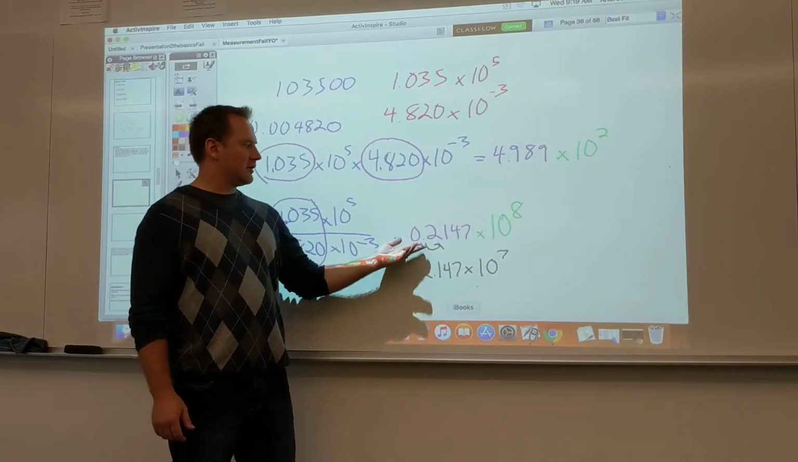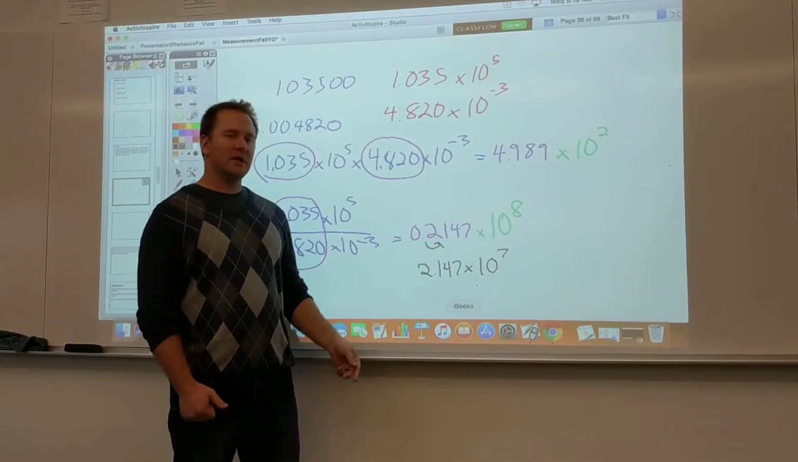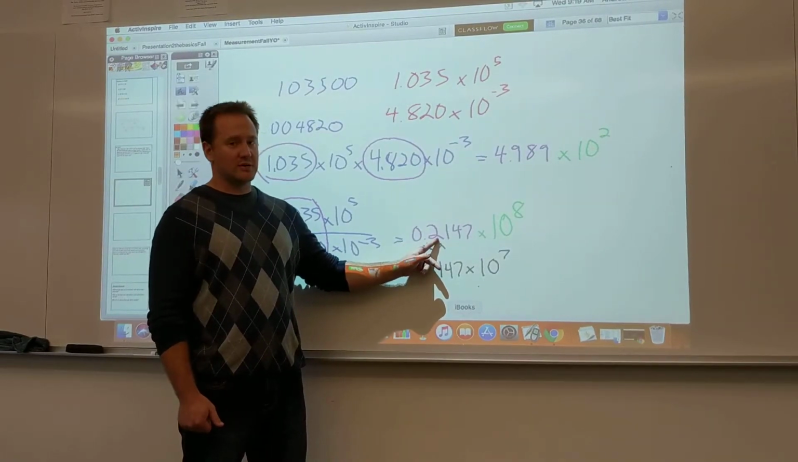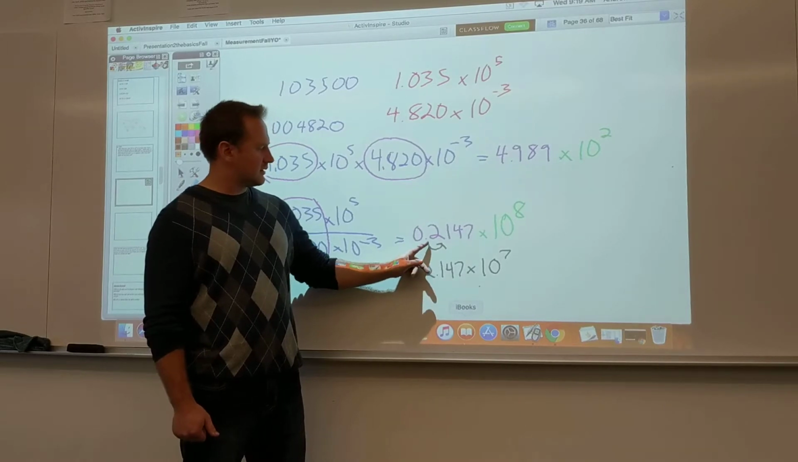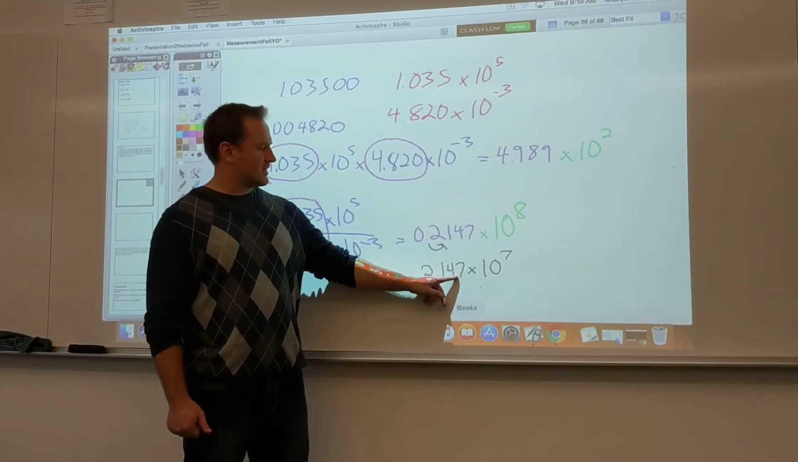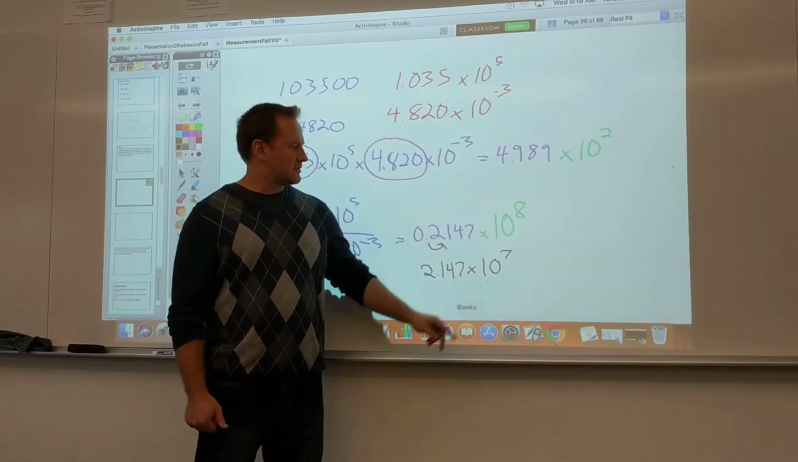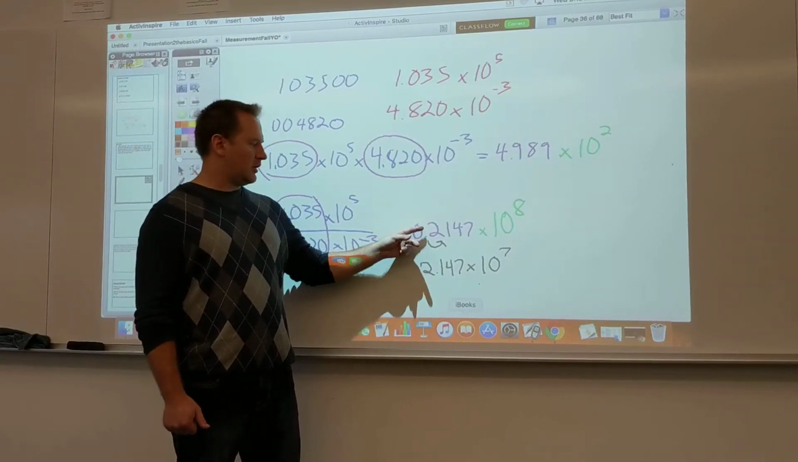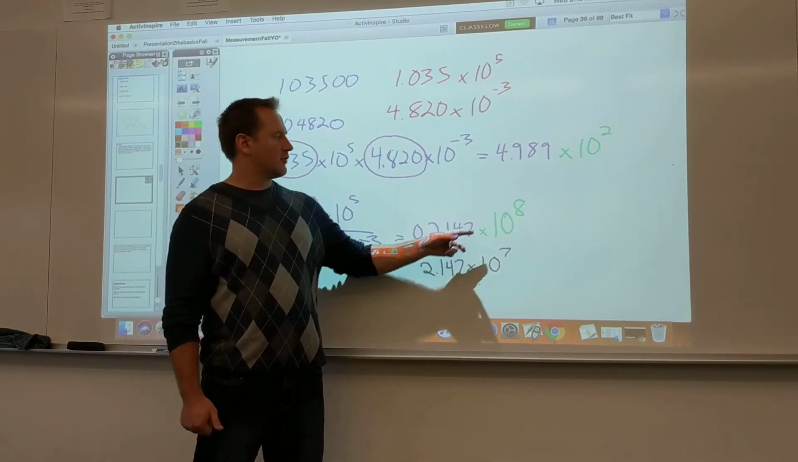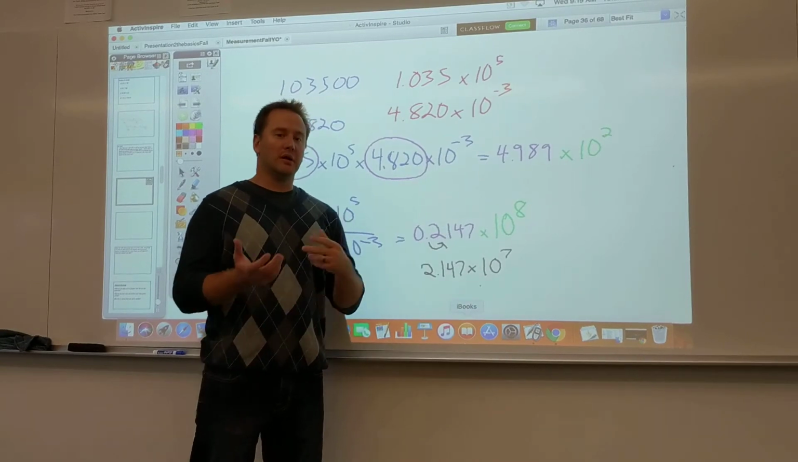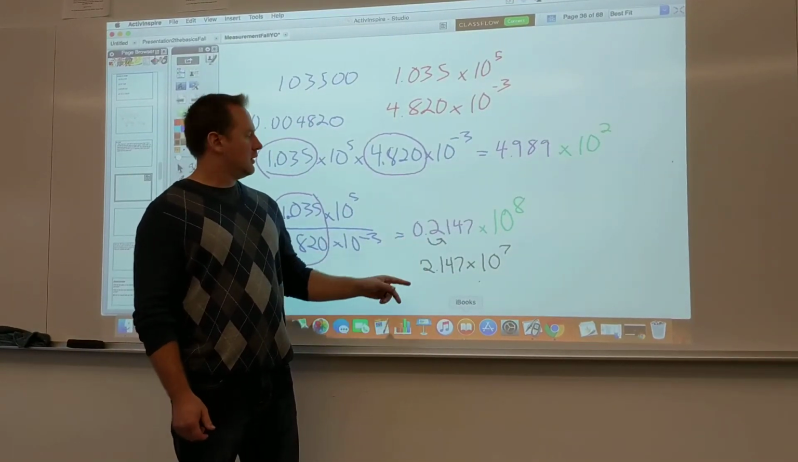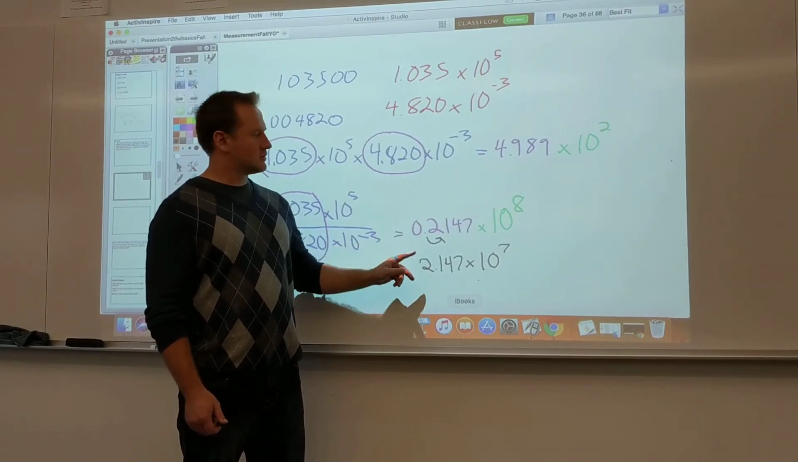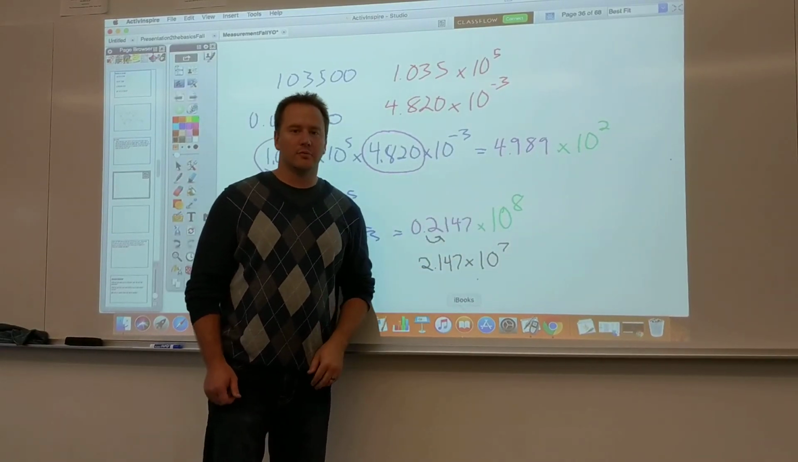Now our product here is not in scientific notation. So what we have to do is get it to this one number in front of the decimal, as we always would report it. And when we do that, it makes our number go to 2.147 times 10 to the 7th. So whenever our number goes from small to big, our exponent's going to go from big to small. And if we were going the other way, like if our number was over 10, your number would go from a big number to a small number, and your exponent would go from small to big.